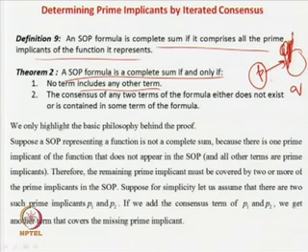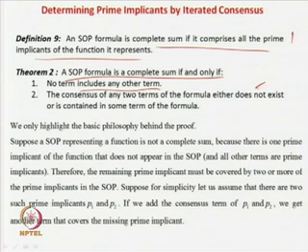So if all the min terms in P are included in Q, then obviously P is not a prime implicant, Q is the one. That is by definition. And the second term is important: the consensus term of any two terms of the formula either does not exist or is contained in some other term of the formula.